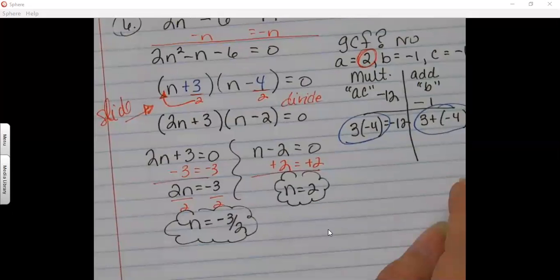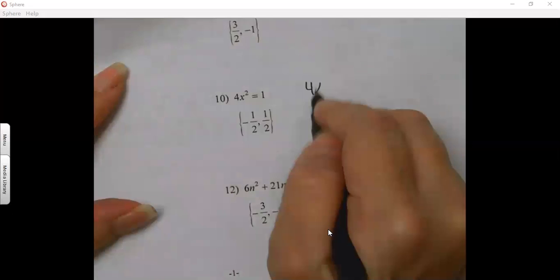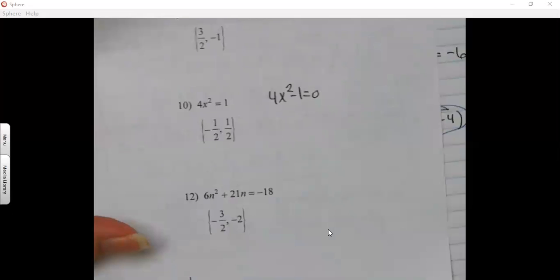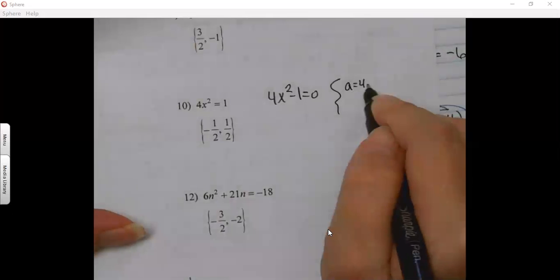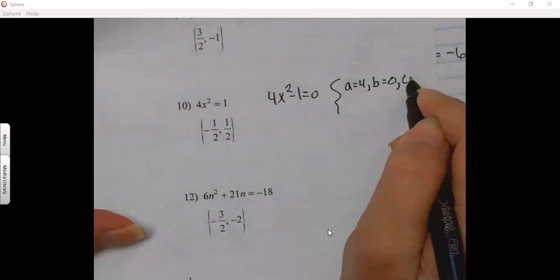Right on? Questions on that one? Look at number 10. I'm not going to do number 10 with you. But on number 10, when you subtract 1 from both sides, aren't you going to have 4x squared minus 1 equals 0? Does it have a greatest common factor? No. What is A? What is B? 0. There's not a linear term, so B is 0. What is C? Very good.